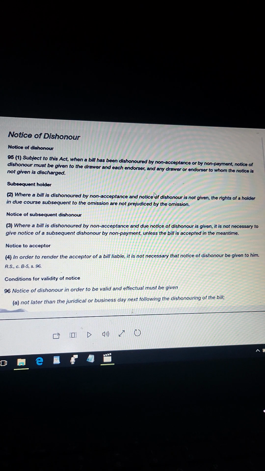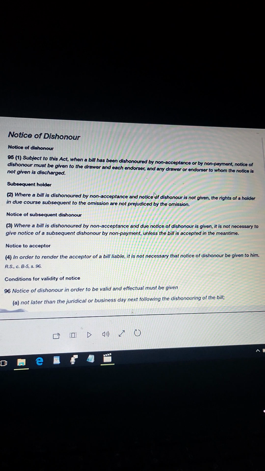So, notice of dishonor, 95.1. Subject to this act, when a bill is dishonored by non-acceptance or by non-payment, notice of dishonor must be given to the drawer and each endorser, and any drawer or endorser to whom the notice is not given is discharged.